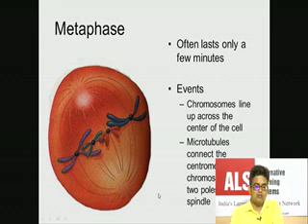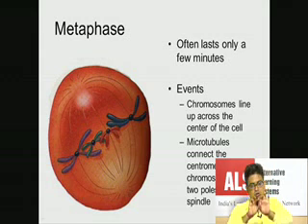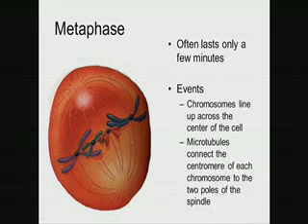Metaphase lasts only a few minutes. The chromosomes line up across the equator of the cell. The microtubules connect the centromere to the chromosome, and the centromere is attached by the help of spindle fiber to the pole of the spindle apparatus. Each chromosome has two kinetochores, so it will be attached simultaneously to the two poles, and it is hanging somewhere in between like an acrobat.